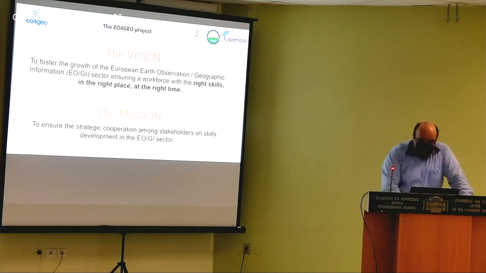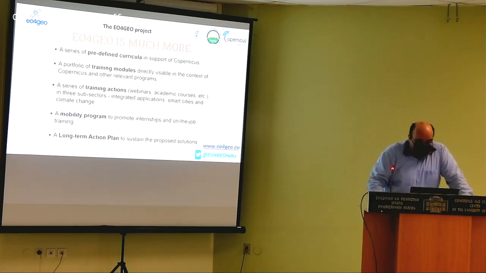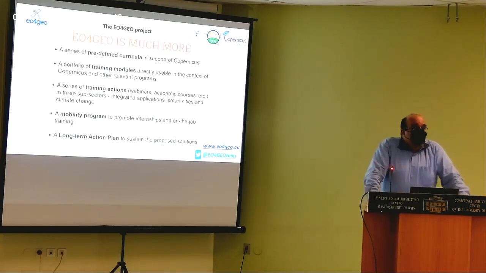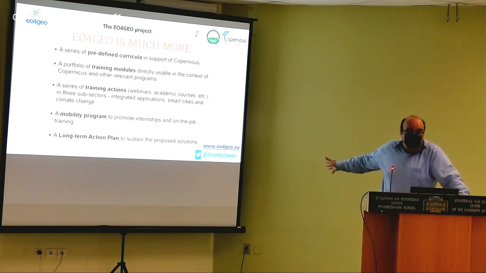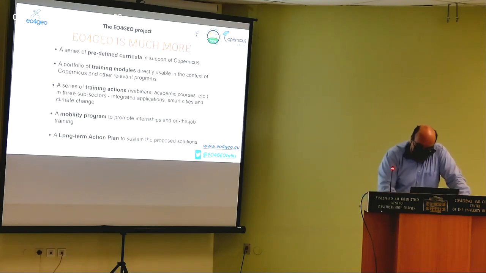So EO4GEO tries to go to the EO-GI sector, find out what is needed for new scientists in terms of technical skills, and provide training material for the newcomers. So there are predefined curricula on how to build a lecture or a course on this subject, and training modules. If you follow the EO4GEO webpage, you will see a lot of training material. Maybe some of you have already participated in some of our previous webinars in the frame of this project. There are many more webinars on the EO4GEO webpage. There is a mobility program, something like Erasmus Plus, for practice, for internships in the private sector or in other institutes, and a long-term action plan at the end.